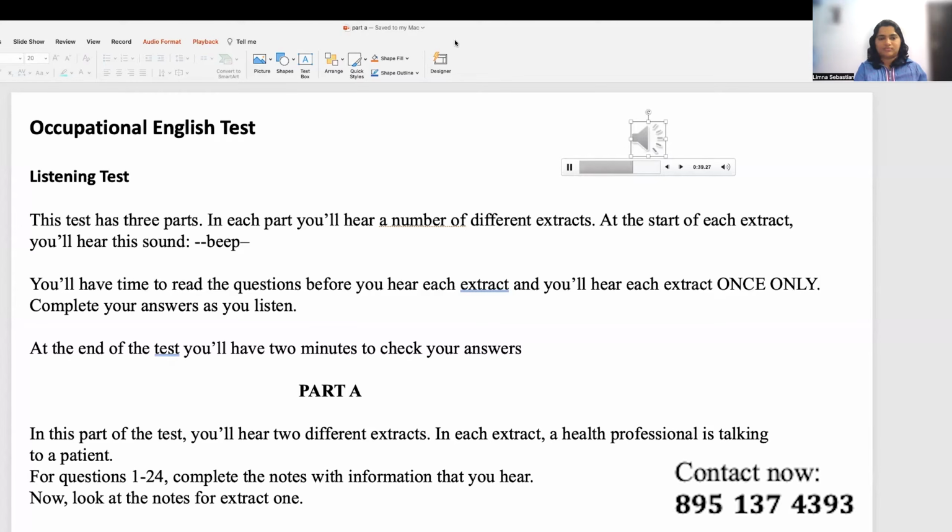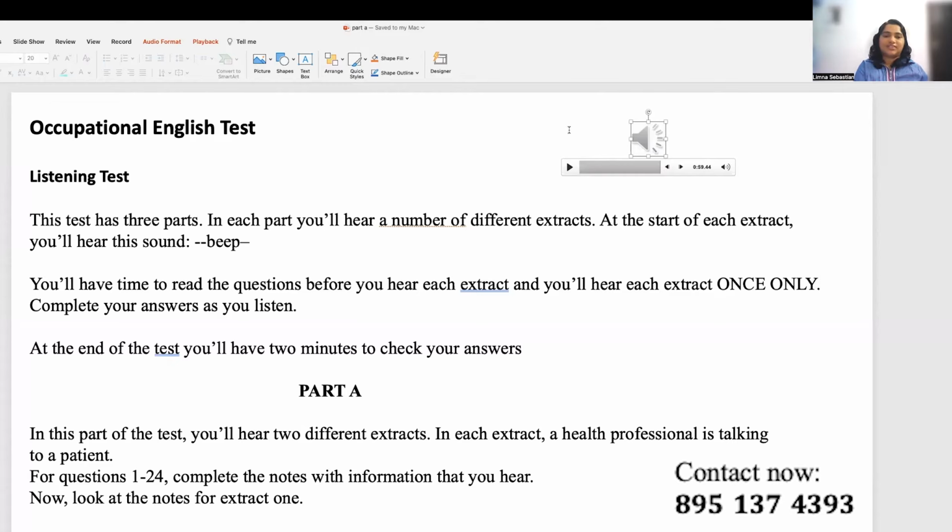Part A. In this part of the test, you'll hear 2 different extracts. In each extract, a health professional is talking to a patient. For questions 1 to 24, complete the notes with information you hear. Now, look at the notes for extract 1.